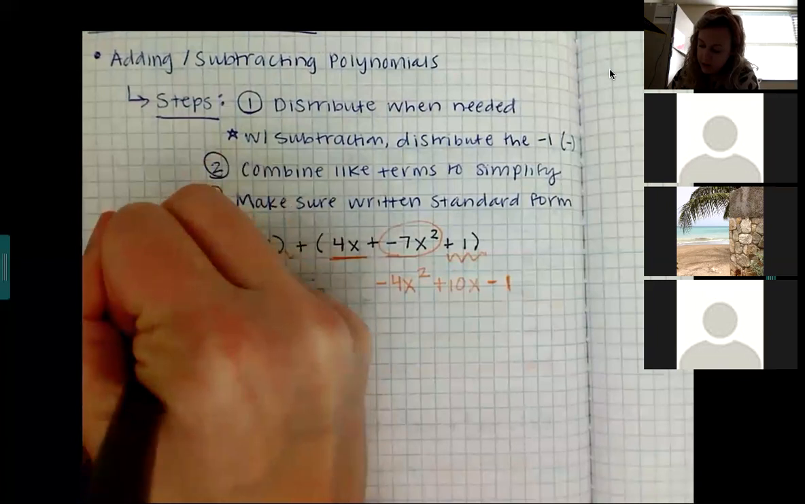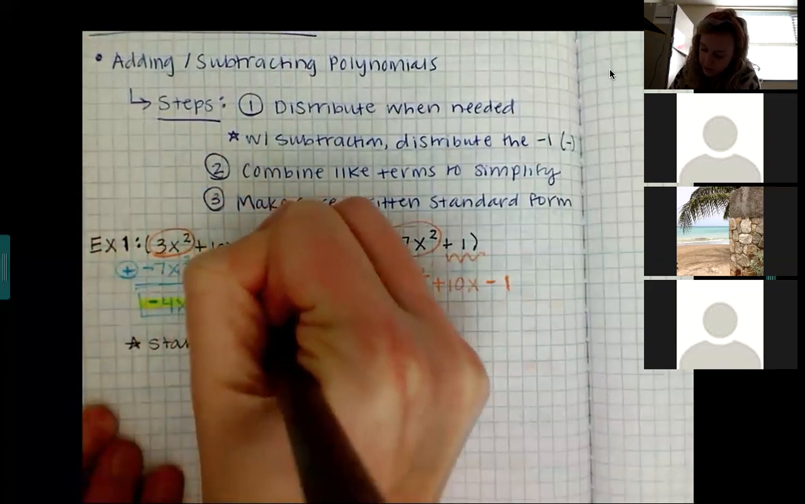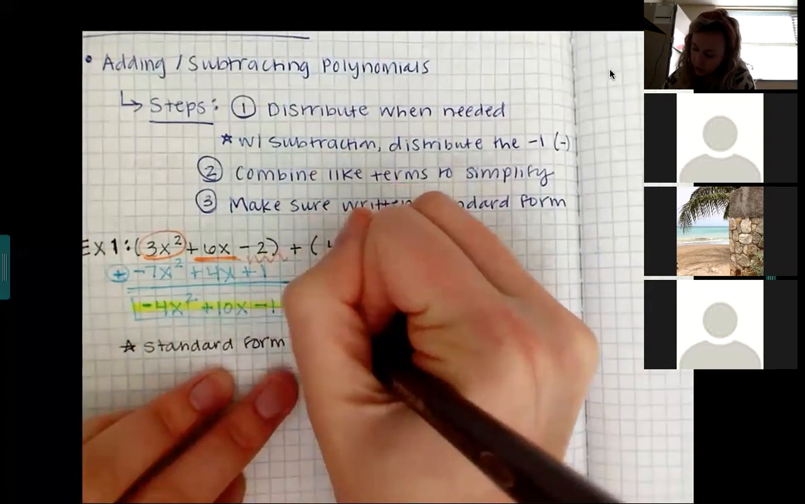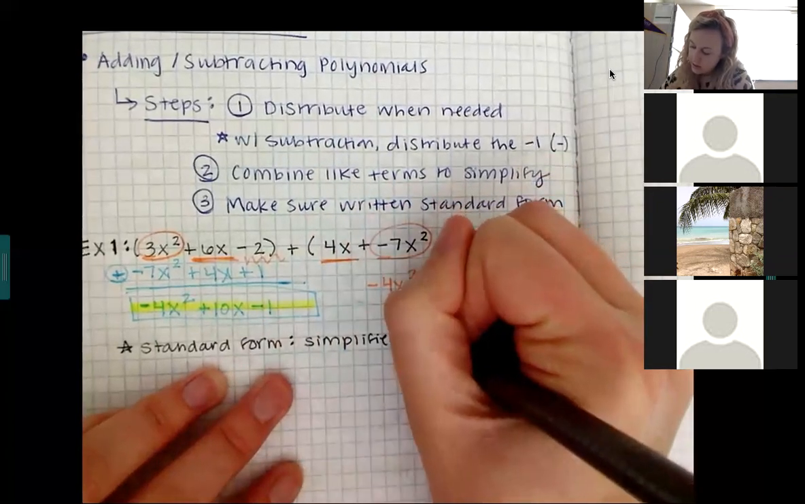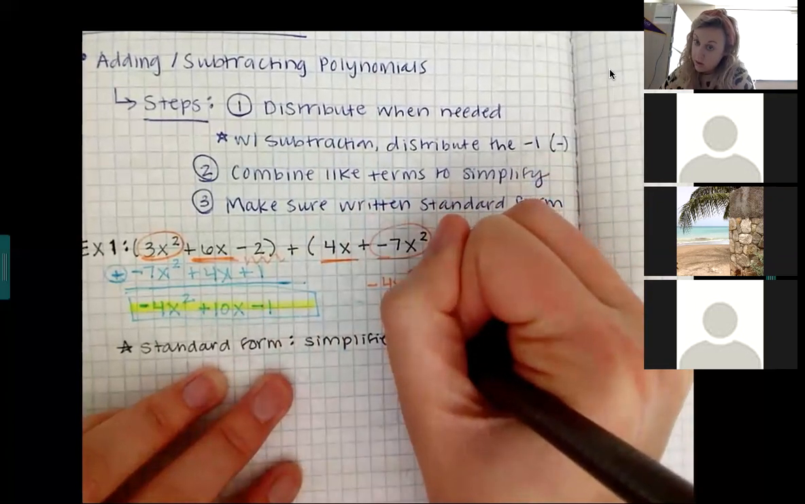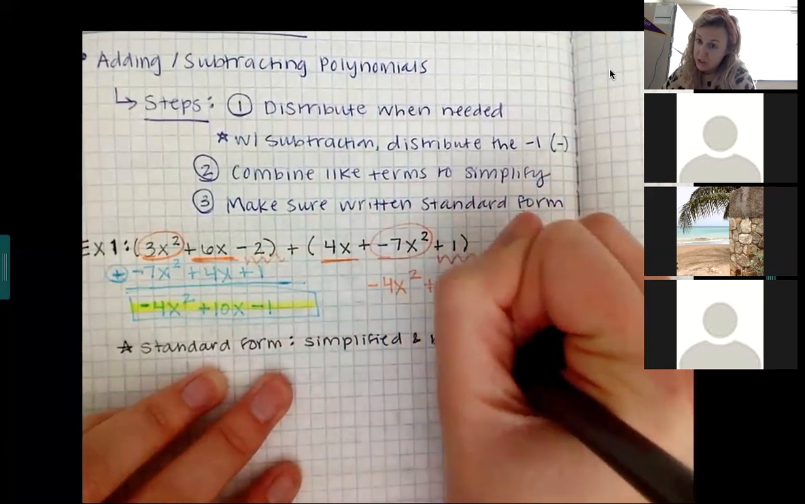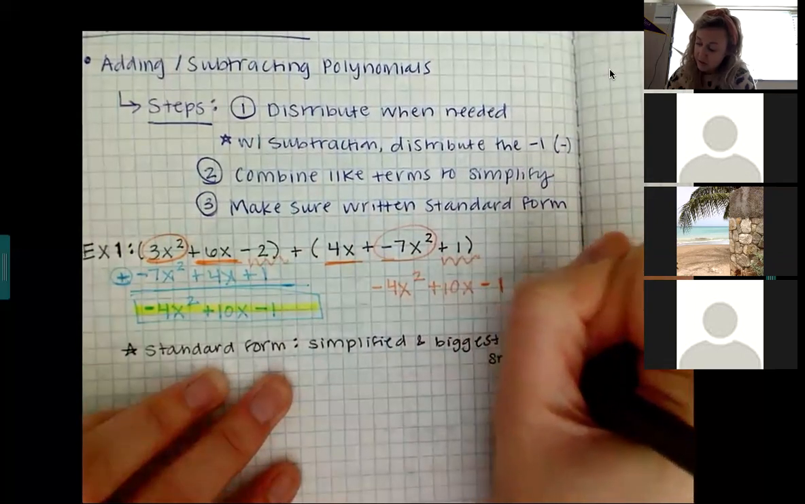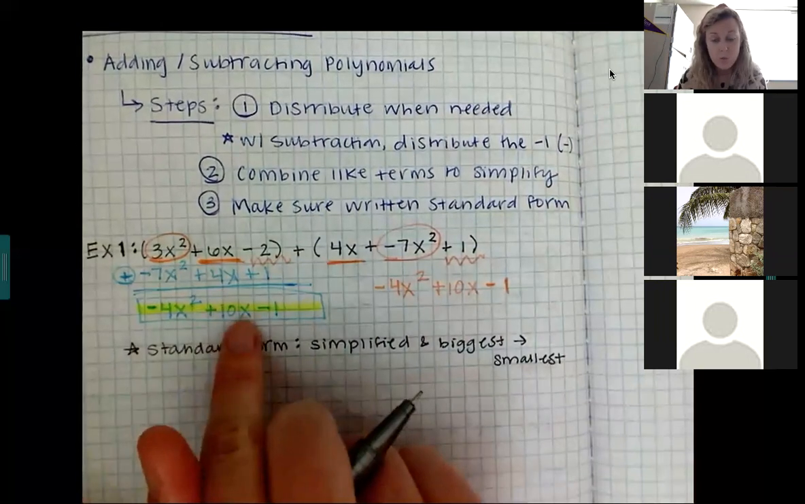Anybody for extra credit? Y'all need to write this down. So I'm gonna write what Sean wrote. Sean, good job, extra credit. Simplified and biggest to smallest. Descending order. Isn't x squared bigger than just 1x?